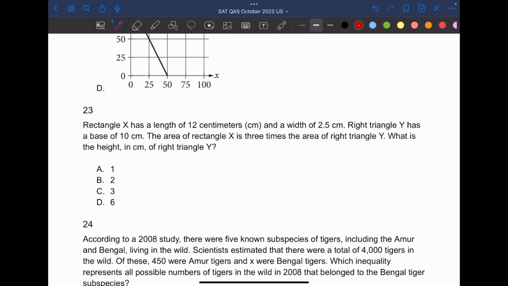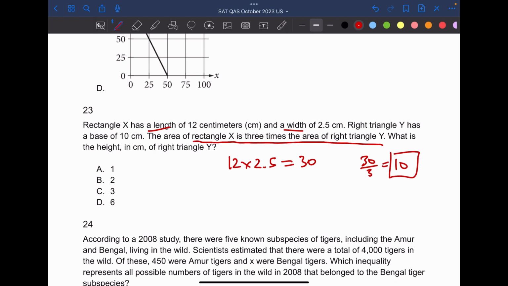So first, let's find the area of the rectangle. So how do you find that? You multiply length times width, so 12 times 2.5. Put this in a calculator, so this should give you 24 plus 6, which is 30. Okay, so that's the area of the rectangle. And then it says here that the area of the rectangle is 3 times the area of the right triangle. That means the right triangle has an area of 10 because 30 divided by 3 is 10. So this is the area of the right triangle.